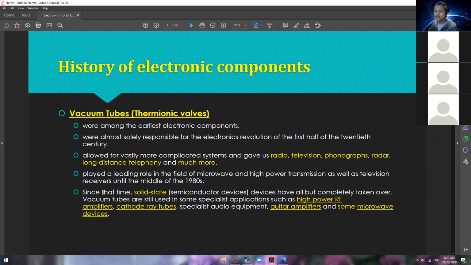Okay, so since that time, solid state, those are semiconductor devices already. So solid state devices have all but completely taken over. Okay, so that's where the era of vacuum tubes ends, because someone has already discovered this semiconductor or this solid state device. So why solid state? Because it's a non-moving component.